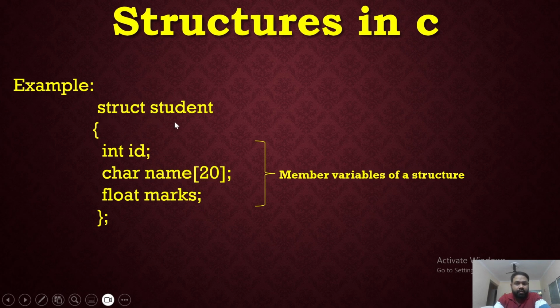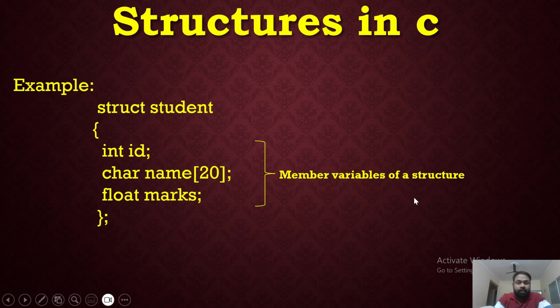Struct keyword followed by the structure name, and you can write any variables with different data types as per the requirement, and the structure is to be closed here, ending with a semicolon. That is what you need to remember. And here is one keyword that you are learning. You observe here, what do you call these three things? Member variables of a structure. You call these three things the member variables of a structure.